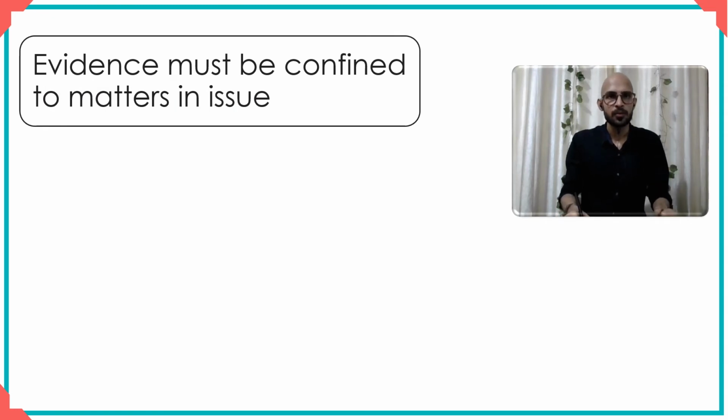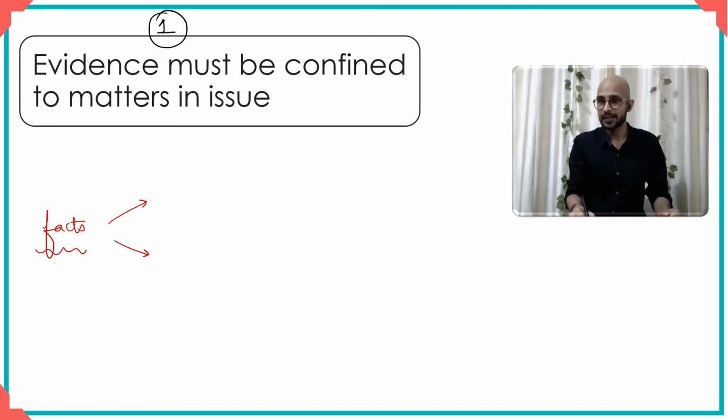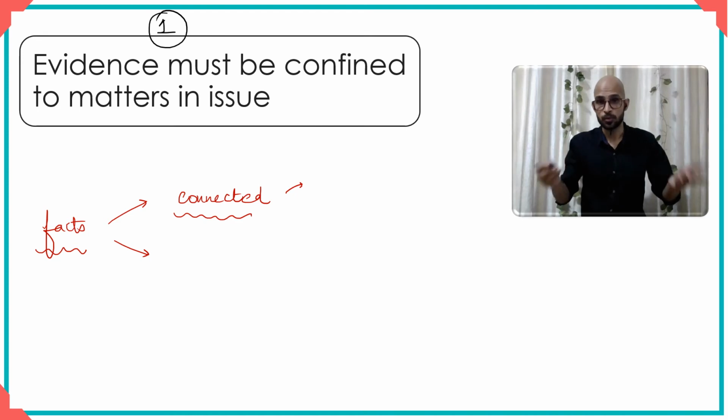We'll look at these one by one now, starting with the first one: evidence must be confined to matters in issue. You see, evidence is given to prove facts, right? And facts can be either connected or unconnected. For example, let us say we are talking about the case of the murder of somebody, right? Now, what are some possibly connected facts? Where was he at the time of the murder? Good question. Does he have any weapons with him? Good question. But let us say we look at some other facts which perhaps may not be so connected.